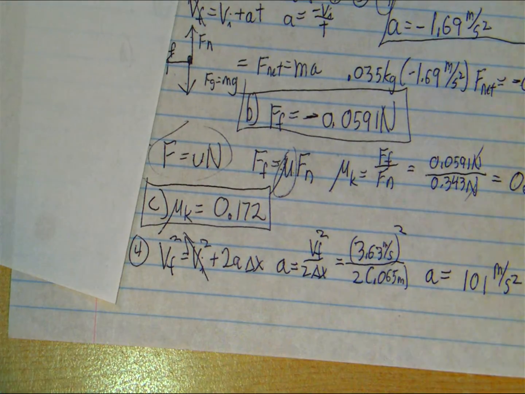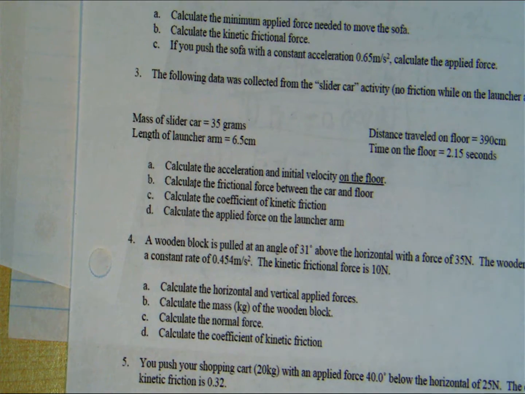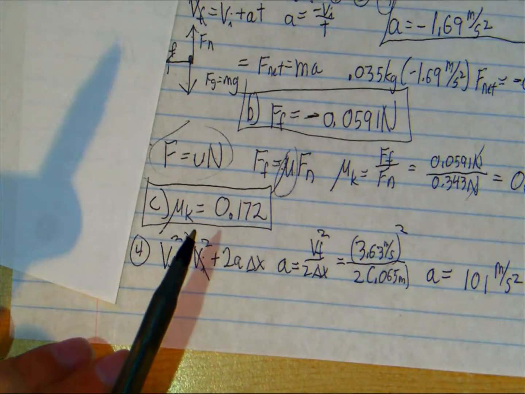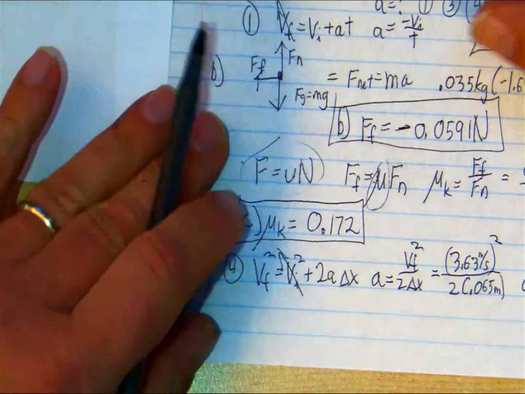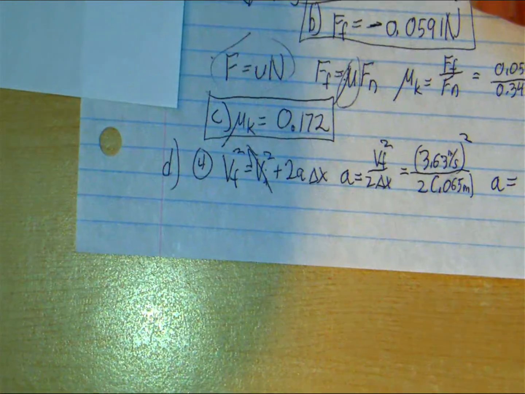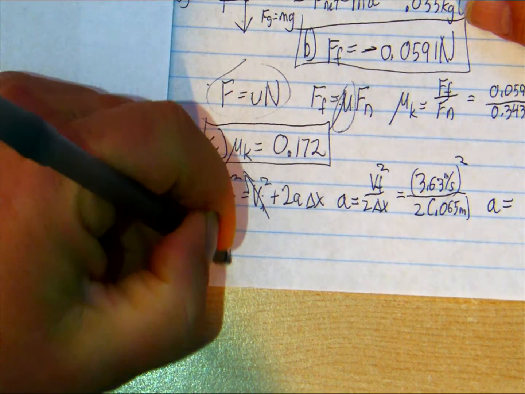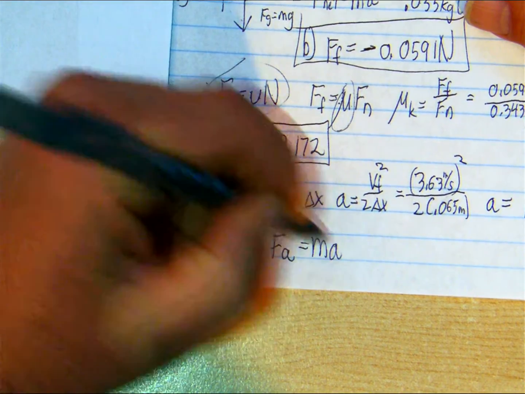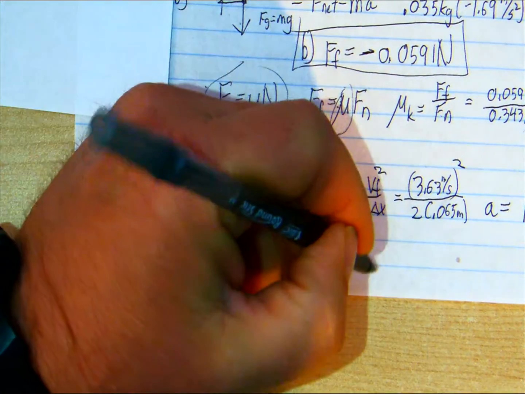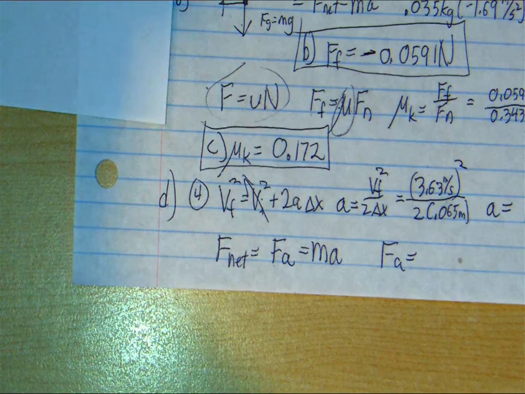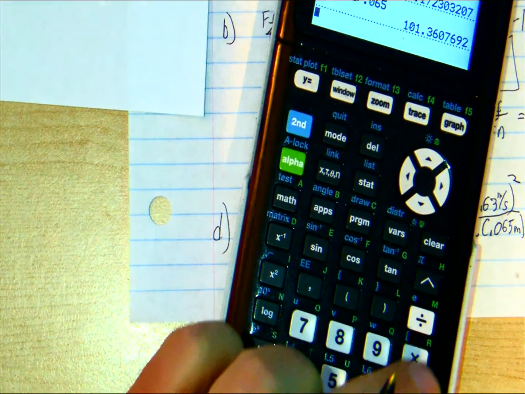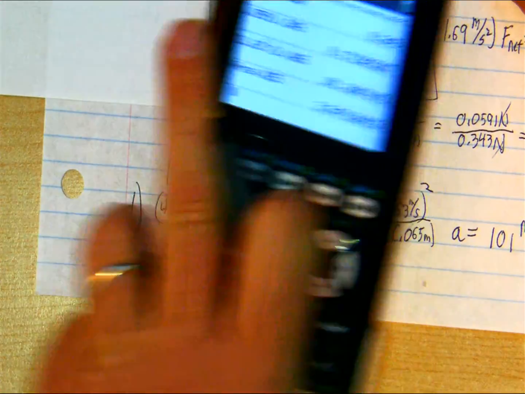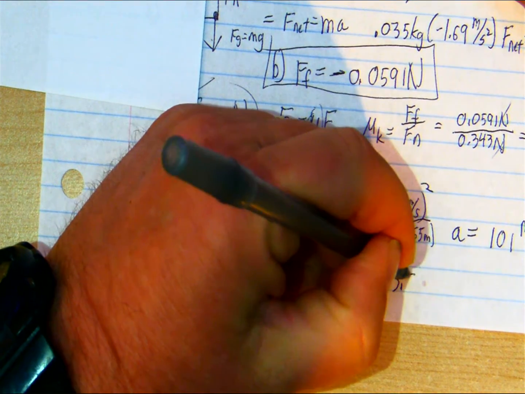But part D didn't ask for the acceleration, it asked for the applied force. And we're presuming that there's no friction on the launcher arm because that's what I told you to assume. We can't actually solve it if there is friction. We don't have a good way of determining how much there is. So the net force on the launcher arm is the applied force because there's no friction, is the mass of the slider car times the acceleration on the launcher arm. And when you multiply 101 meters per second squared by 0.035 kilograms, you get 3.55 newtons.